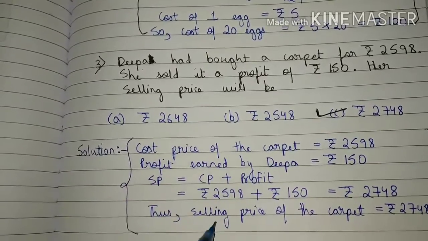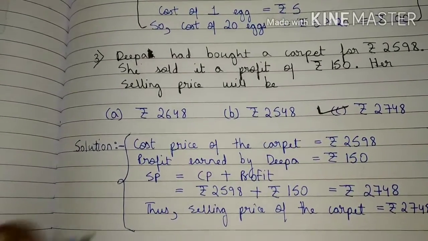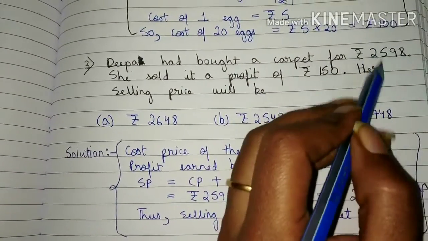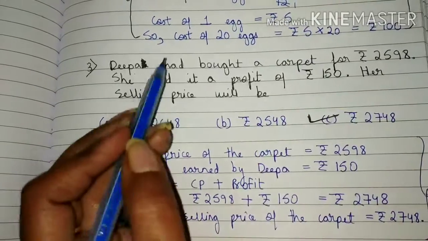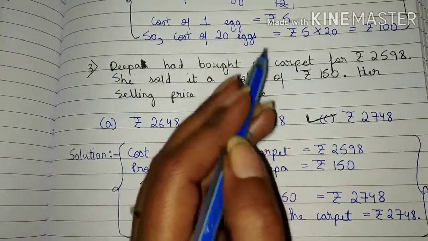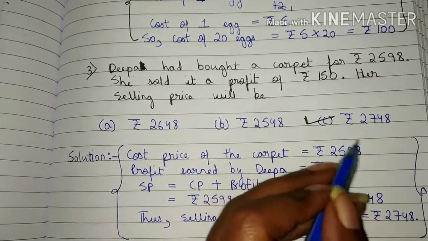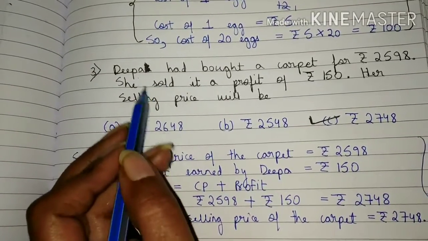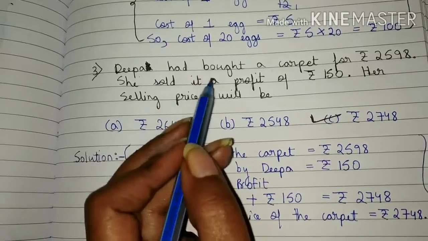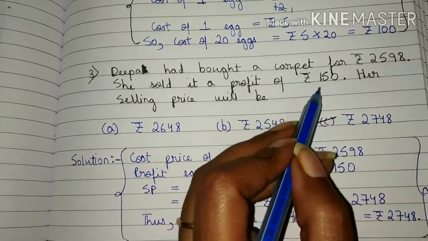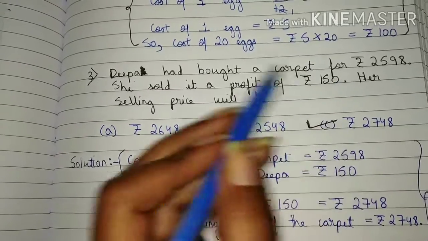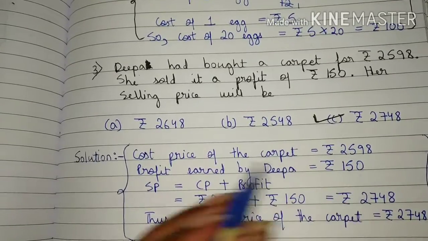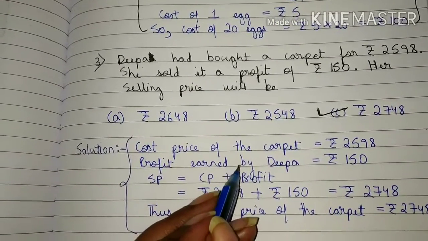Look here. Deepa had bought a carpet for rupees 2598. So the cost price of the carpet is rupees 2598. Now after buying the carpet, Deepa sold the same carpet and earned a profit of rupees 150. So the profit earned by Deepa is rupees 150. Now you have to find the selling price of the carpet.